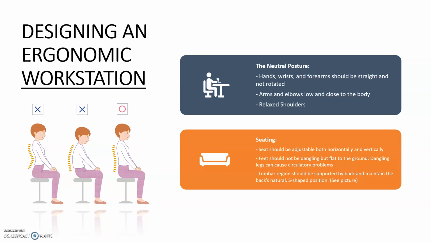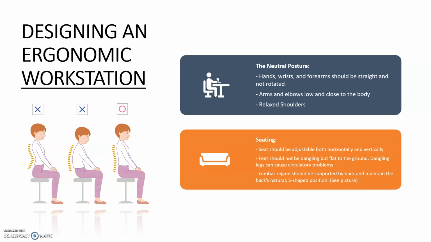You always want to make sure that your seat is adjustable both horizontally and vertically so that you can adjust it to your body. Again, can't stress enough, designing the workplace to fit the worker. Your feet should not be dangling but flat to the ground. Dangling legs can cause circulatory problems, cause them to go numb, things like that.